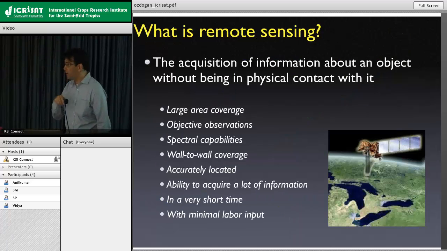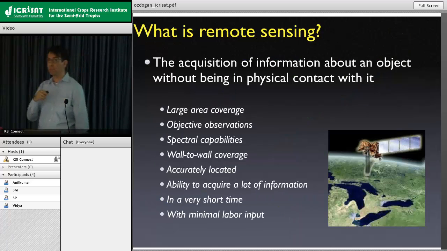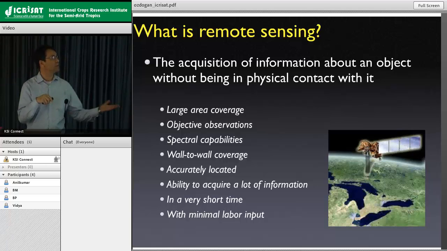For those of you non-remote sensors in the room, I have this one slide review of what remote sensing is. Basically, it's an acquisition of information about an object, in this case, an agricultural field, without having physical contact with that field or object. And there are multiple benefits to doing this from remote sensing, either from airborne or satellite-borne platforms.